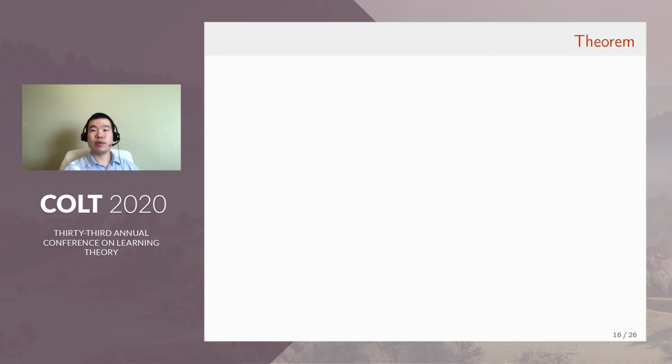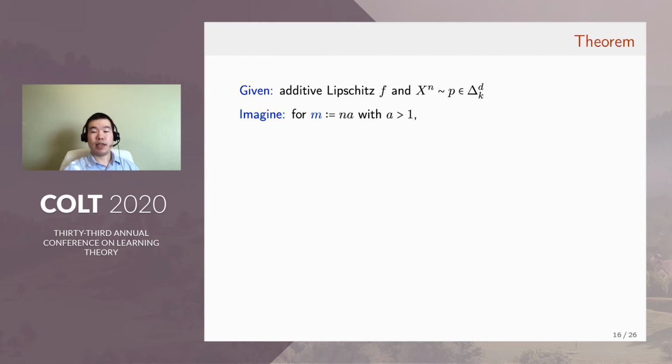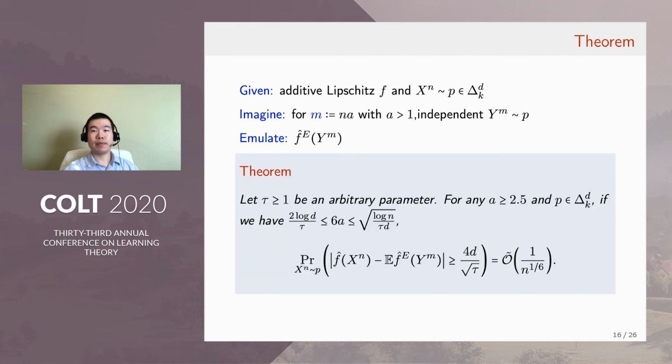So this is the first theorem. Given an additive Lipschitz property f and samples from P, imagine that there is another sampling parameter m, which is larger than n, and we can draw an independent sample Y_m from P. Then we want to emulate the performance of the empirical estimator with Y_m as its input. So here is the theorem. Tau is a hyperparameter that we can choose.